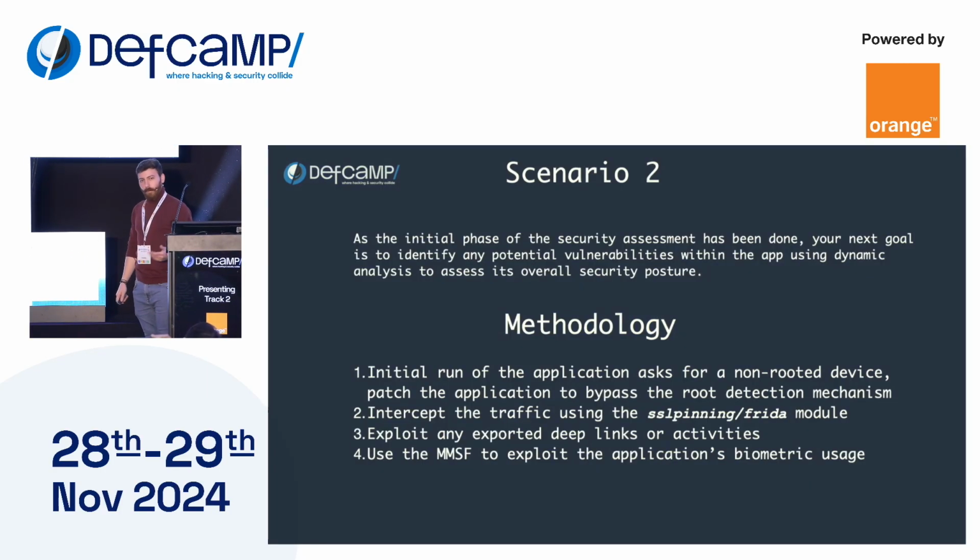You are tasked with performing the dynamic analysis of the previous application. What is the methodology that I'm using? I'm trying to see if the application is running on a rooted device or not. If so, I would try to bypass the root detection. I will try to bypass the SSL pinning of the application, and to intercept the traffic and see what's inside the network. I will try to exploit any exported deep links or activities, content providers, and so on. And lastly, I will try to bypass the biometric usage to access the victim's account.